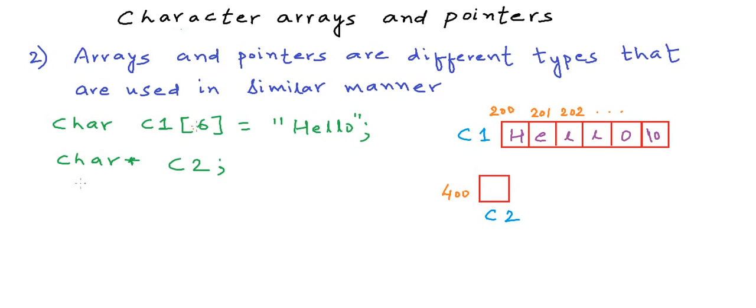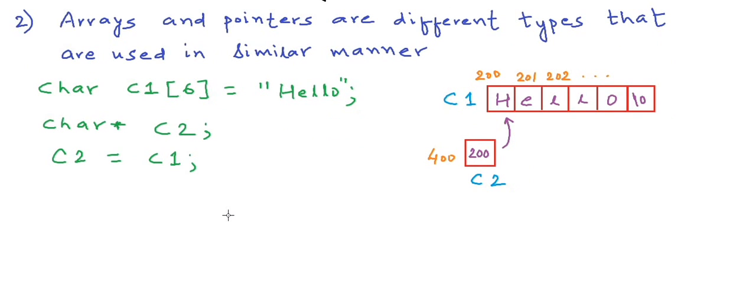Now what we can do is we can write a statement like this: C2 is equal to C1. Now even though C1 is a character array, is a variable name for a character array, and C2 is a variable which is a pointer to character, this particular expression is valid. Just using the name of the array actually returns the address of the first element in the array. So what this statement will do is it will fill in the address 200 in C2. So C2 now points to the first element in the array.